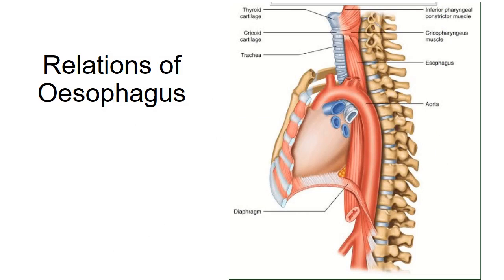Now let's talk about the relations of the thoracic part of the esophagus. This red muscular structure, as you can see here, is the esophagus, this blue one is the trachea, and this is the vertebral column. This is the side view of the mediastinum, showing relations of the esophagus with the other contents of the mediastinum. Anteriorly, the esophagus is related to the trachea, right pulmonary artery, left bronchus, pericardium with left atrium, and the diaphragm. This is the diaphragm.